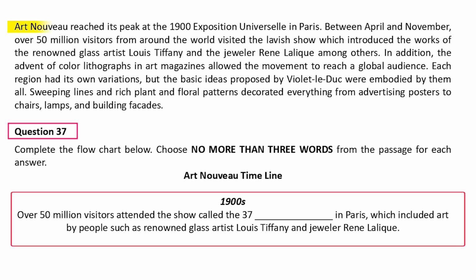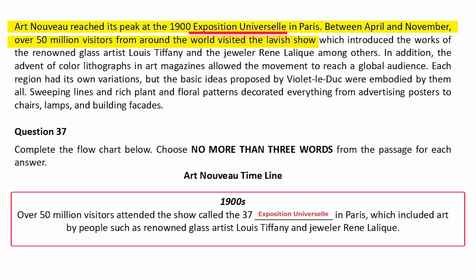It says, Art Nouveau reached its peak at the 1900 Exposition Universelle in Paris. Between April and November, over 50 million visitors from around the world visited the lavish show. This is exactly what the question is referring to. The name of the show, Exposition Universelle. It fits perfectly in the sentence and matches the detail about 50 million visitors in Paris. So the correct answer for question 37 is Exposition Universelle.